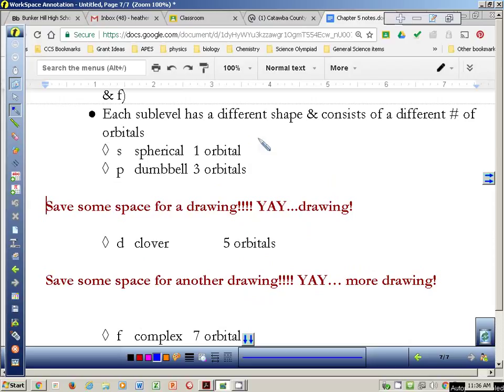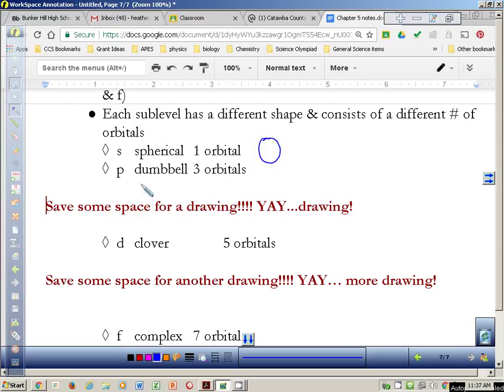S, if you're going to draw it by hand, is just going to be a circle. But in reality, it's not 2-dimensional. If it's a sphere, what does that mean? It's 3-dimensional, like a ball. It's got depth to it. The 1 orbital means there's only 1 variety of that. There's no other ways to draw it, no other ways that it exists. It's just that. Okay?